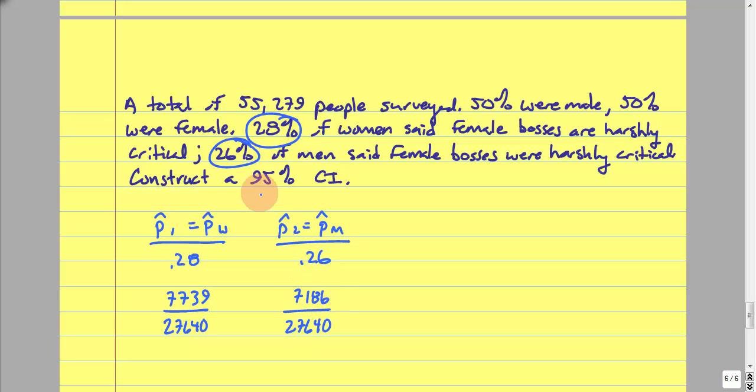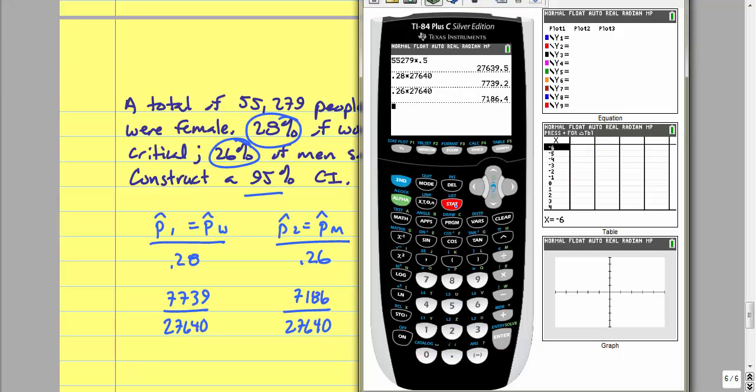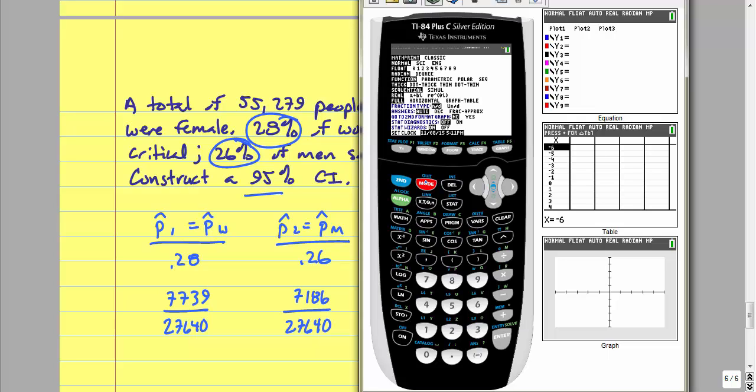Okay, now we have a 95% confidence interval. So let's see if we have enough information to do this test on our calculator. So we go stat, tests, and we go to the 2 sample proportion because we're trying to build a confidence interval.